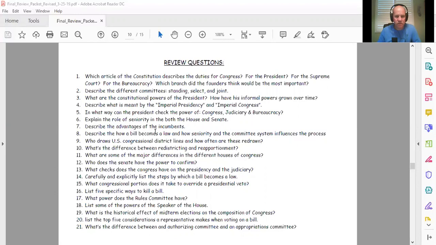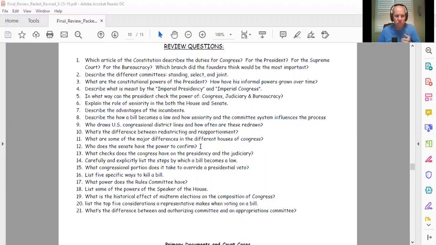Incumbents, I just went over this. How a bill becomes a law, yep, I just went over that. District lines, we just did that. Redistricting, apportionment, I just went over that. The different houses in Congress: members of the House only serve 2 years, senators serve 6 years, right? A bunch of differences about different types of committees.